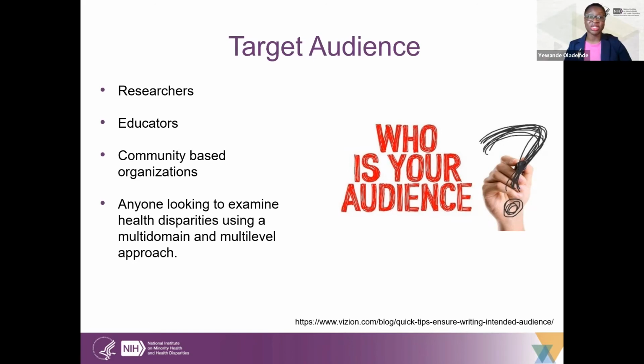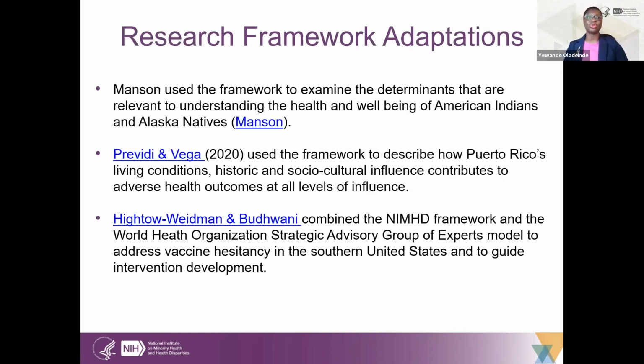Community-based organizations can also use the framework. And honestly, the framework is for anyone looking to examine health disparities using a multi-domain and multi-level approach. So I'm going to present some examples of ways that researchers have adapted the framework for use in their research work. The first example is by Manson and colleagues from the University of Colorado.